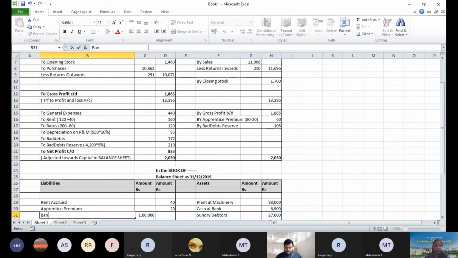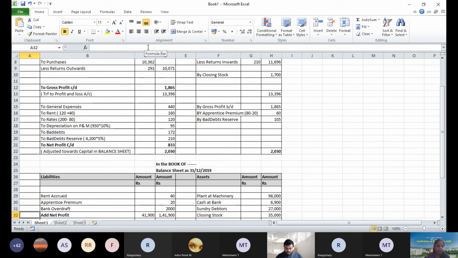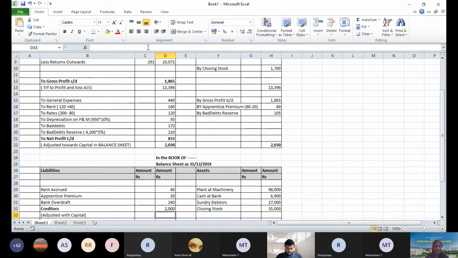Then bank overdraft. Bank overdraft, finish off the liabilities first. 2000. Capital. Oh, creditors there. Creditors, what is the amount? Bank overdraft is 240. Thank you, my dear. I wantedly made a mistake. 2000. So you're all listening. Yeah, very good. Capital.